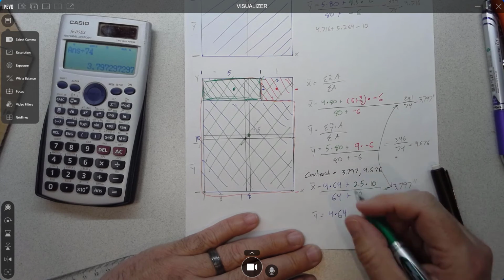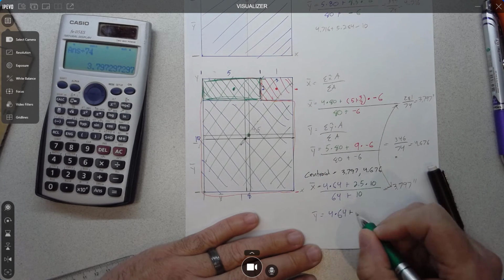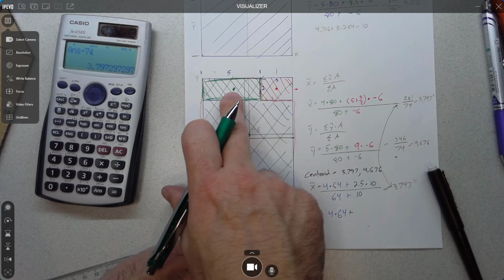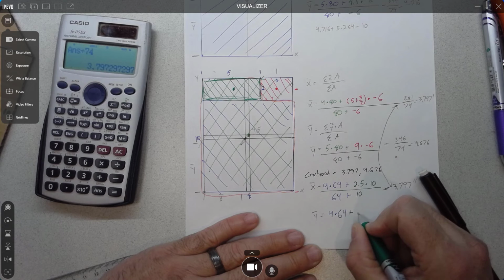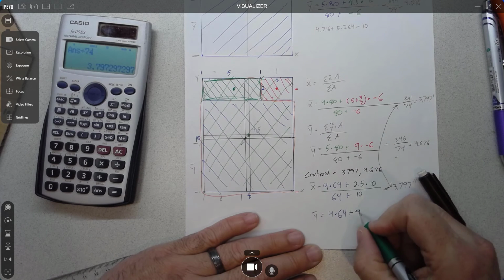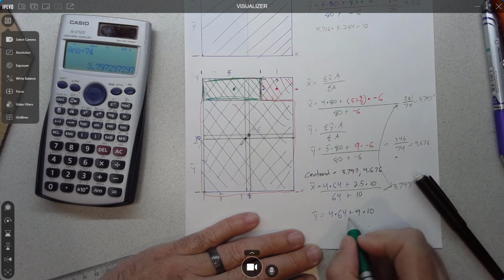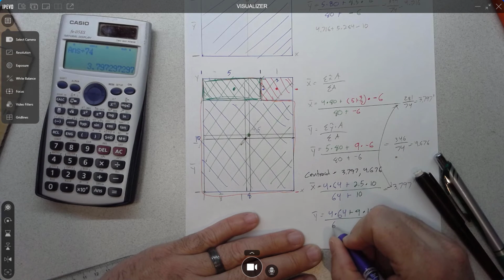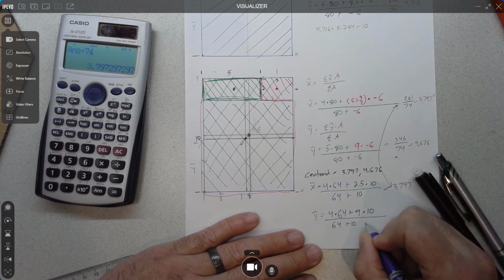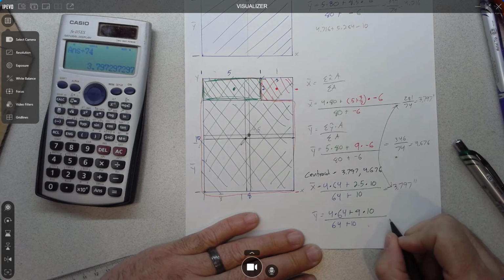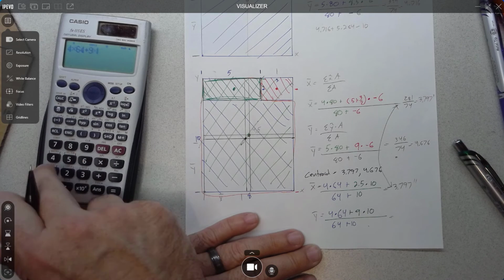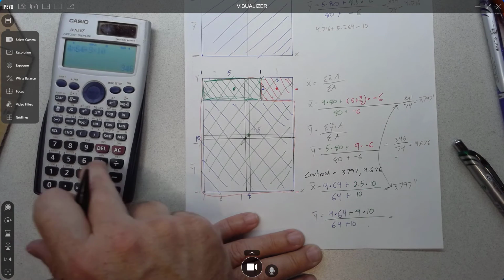Now we're looking at the green shape. So distance to the centroid of the green shape is going to be 8 plus half of the 2. So it's going to be plus 9 times its area of 10. And then over 64 plus 10 again. That equals 4 times 64 plus 9 times 10, divided by 74.